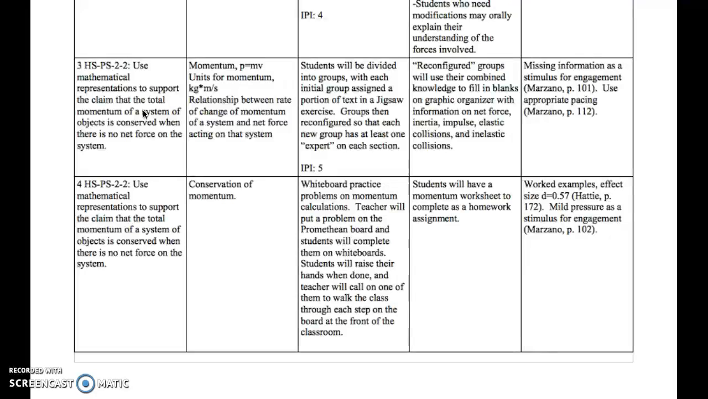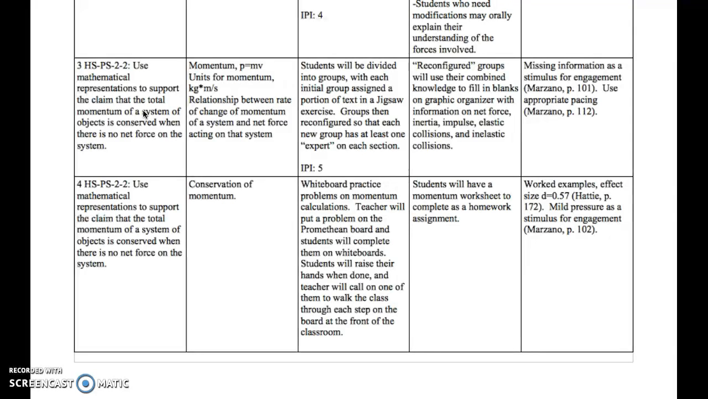So for this introduction, I plan on having them do a little reading out of the textbook. I'll divide them up into groups, and then each initial group will be assigned a portion of the text in a jigsaw setup, and then reconfigure the group so that each new group has at least one expert on each section of the text. And then the reconfigured groups will use their combined knowledge to fill in blanks on a graphic organizer that I will provide them. It'll have sections on net force, inertia, impulse, elastic and inelastic collisions.